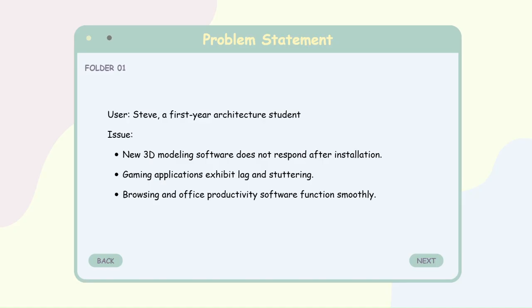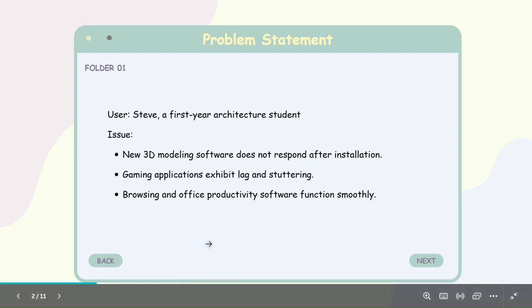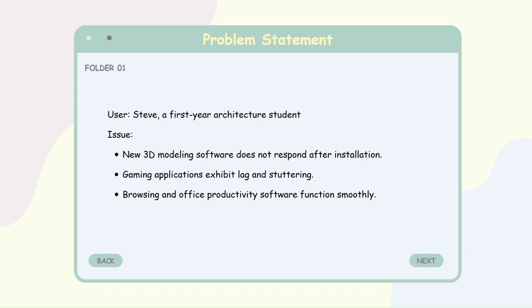My problem statement is that Steve, a first year architecture student who is taking 3D modeling courses, needed to install some 3D modeling software. The issue is that the new 3D modeling software does not respond after installation. Steve also stated that his gaming applications exhibit lagging and stuttering after installing this software. Steve also notices that his browsing and office productivity software such as Microsoft Word is functioning smoothly without any issue.